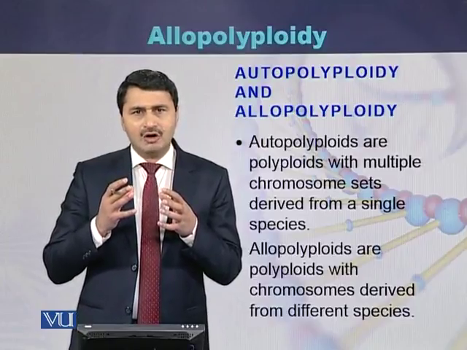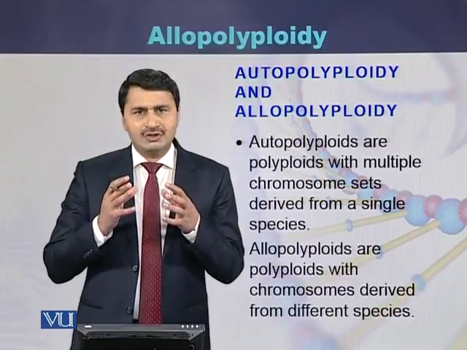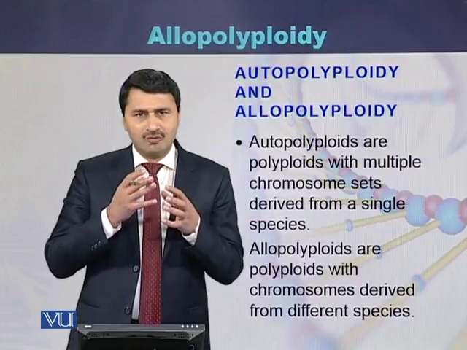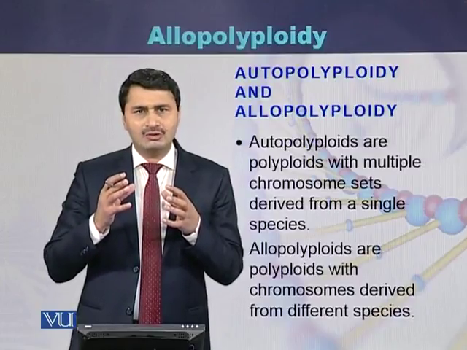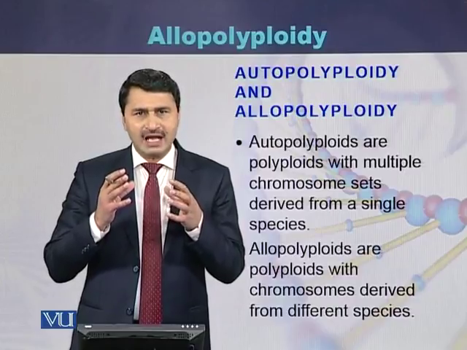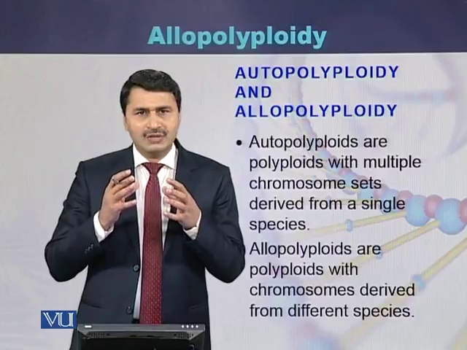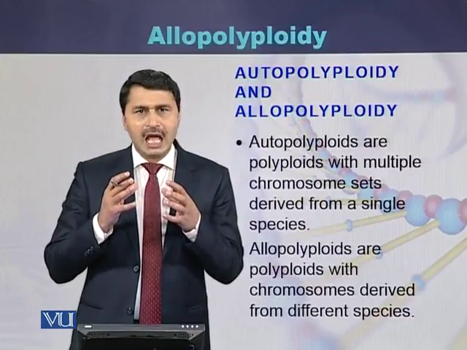But in the case of allopolyploidy, there is an intercross between species. Some of the chromosomes belong to one species, while the rest of the chromosomes belong to a second species. So when there is an intercross between two species, the offspring which is produced is allopolyploid.